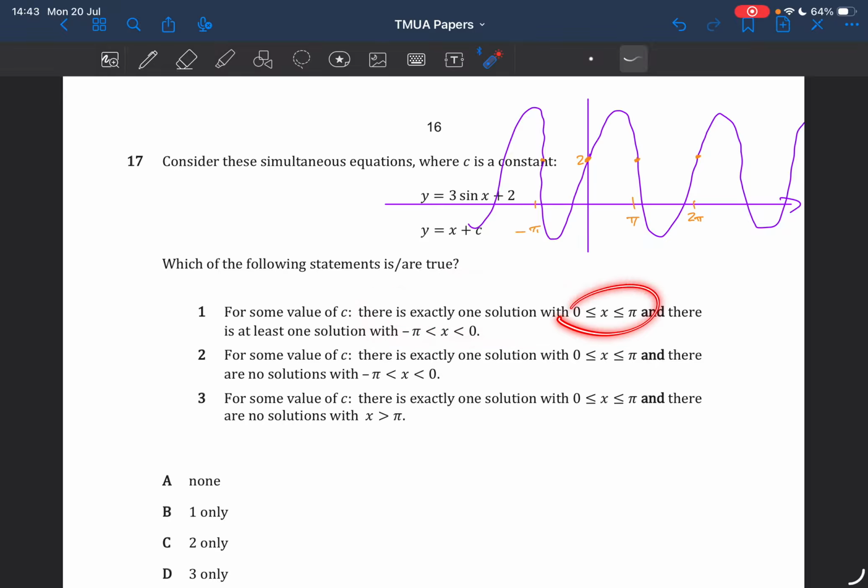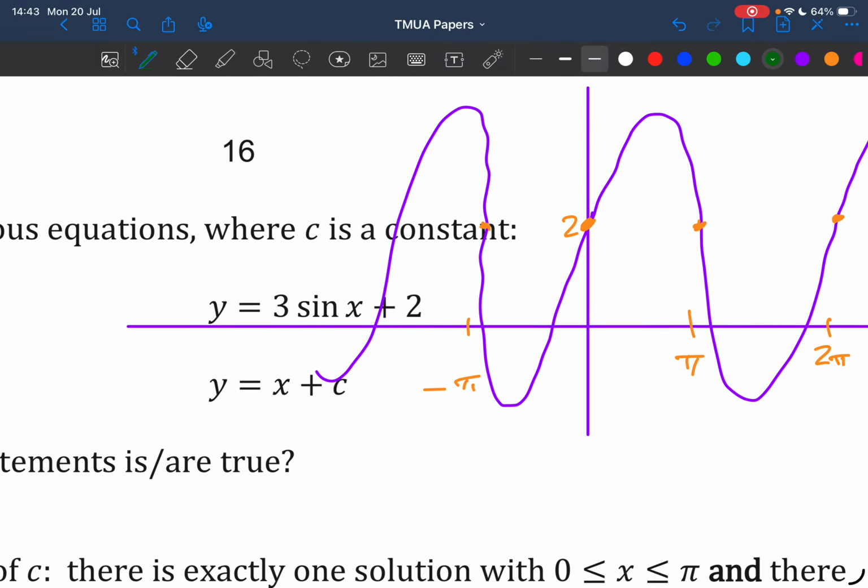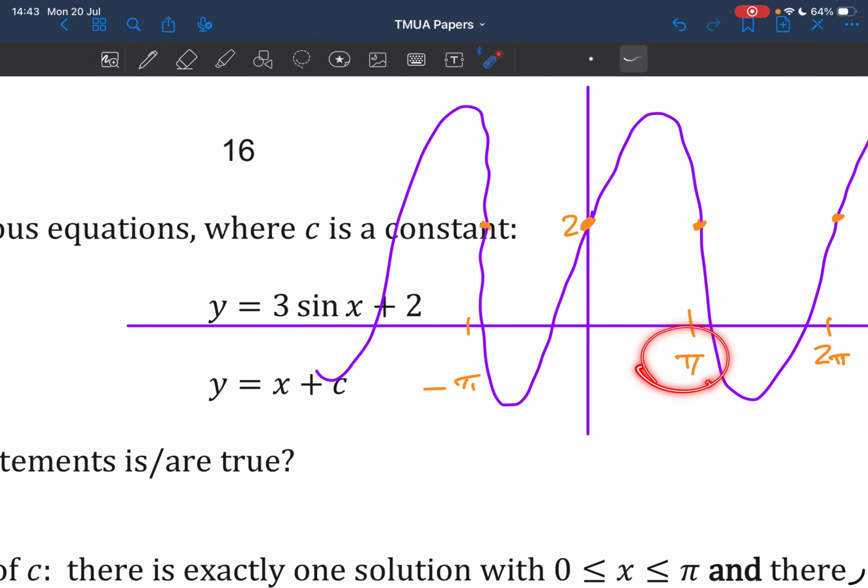So what do we want? Exactly one solution between 0 and pi. So we need to hit this at some point. We know the gradient of it is going to be a bit shallower than this. So thinking like this is pi, that's more than 3. So how high is this? Well, this is at 5 at the top of it because we had 3 sine x. So if we think about this point being pi and 5, if we were to draw the line, it is not as steep as that. No, sorry, it's steeper than that, because this goes across pi and up 3. We need to go across 3 and up pi. So we'll hit it just to the left-hand side of that.